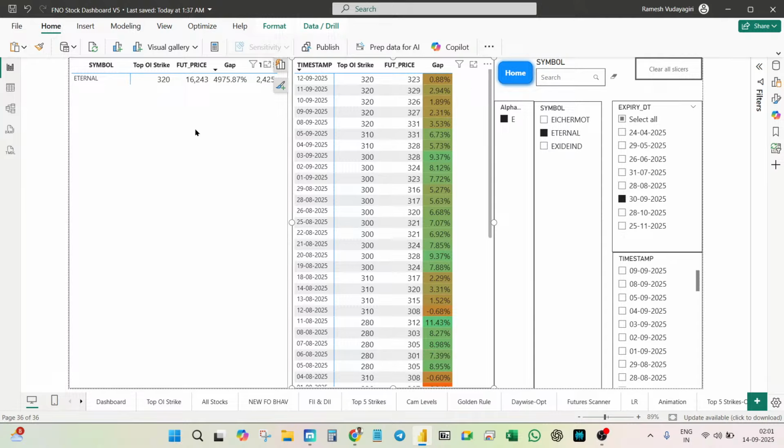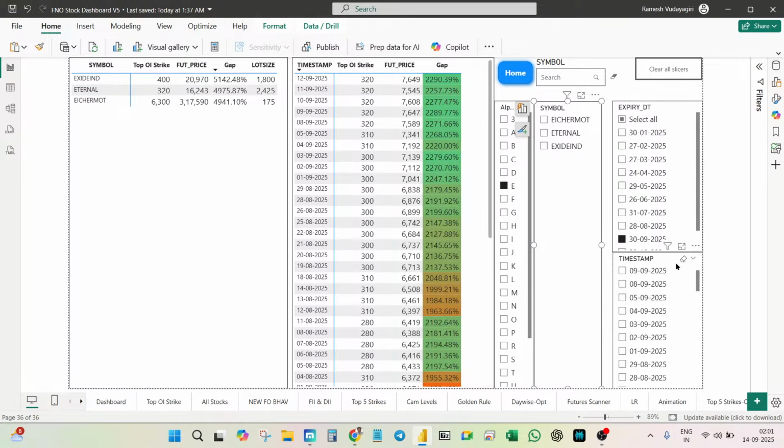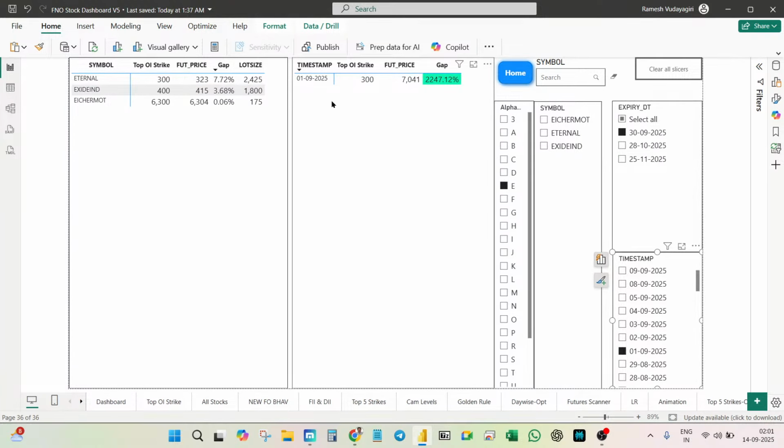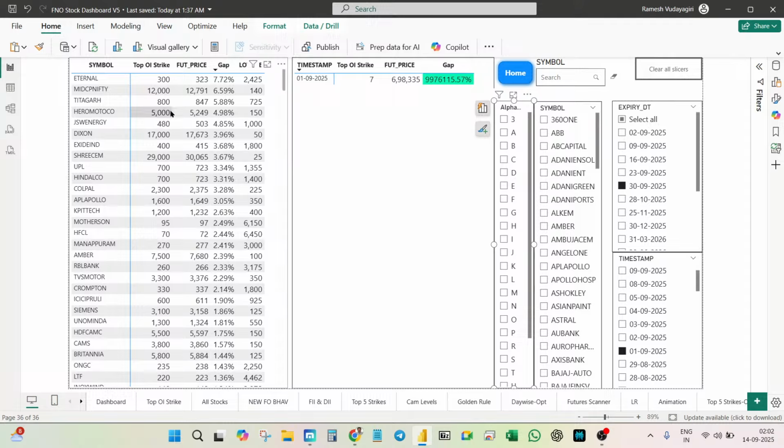Whenever you are going for a stock option, you first have to see the signal also. At the same time, you have to see the top open interest and the future price. Now remove the filter here, and we will go to the late 1st September as usual. Clear all strikes. Now if you want to buy a put option, for example, next is Titagarh, JSW Energy. JSW Energy also has 5%. Let us go for the highest only.